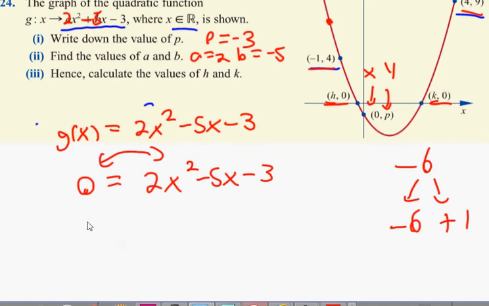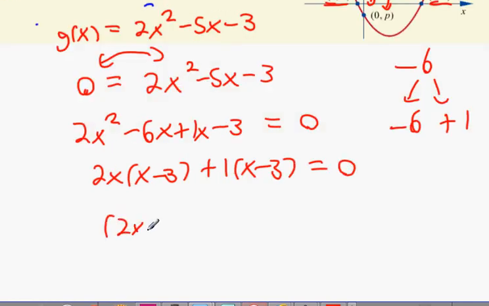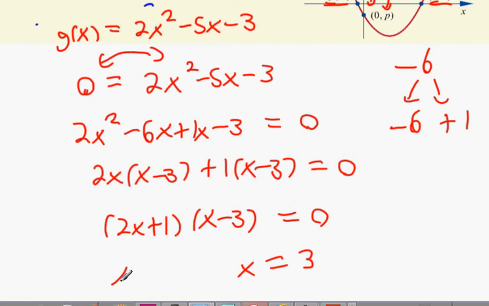So what we're going to get is 2x squared minus 6x plus 1x minus 3 equals 0. 2x bracket x minus 3 plus 1 bracket x minus 3 equals 0, and then what we get is 2x plus 1, x minus 3 equals 0, x equals 3, or x equals minus a half. Is this the answer we were sort of expecting?